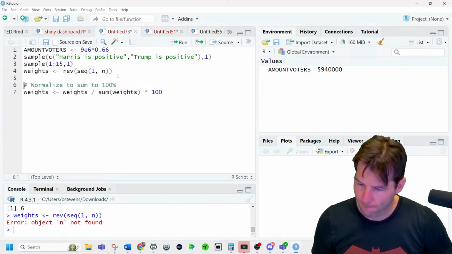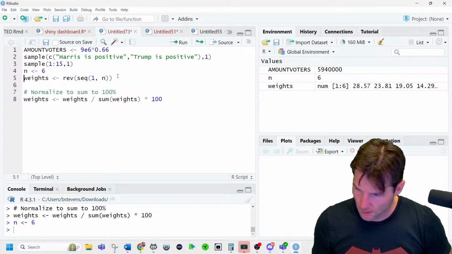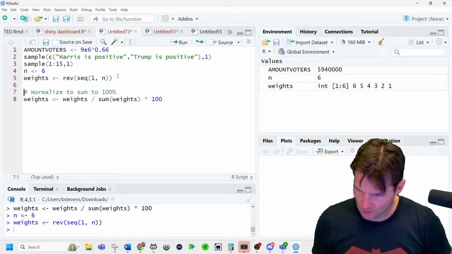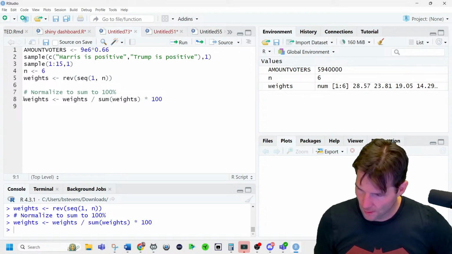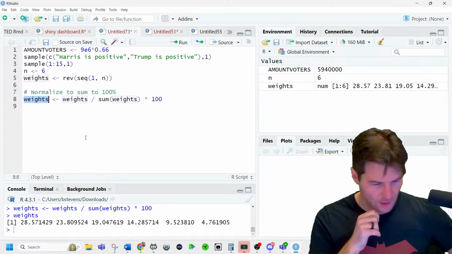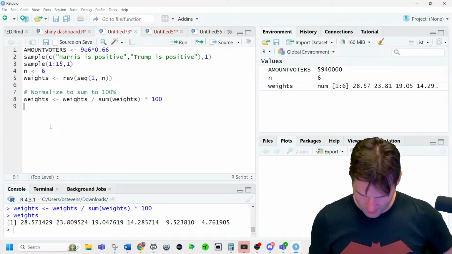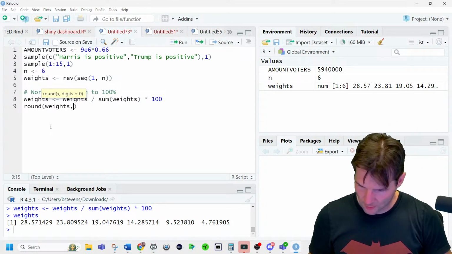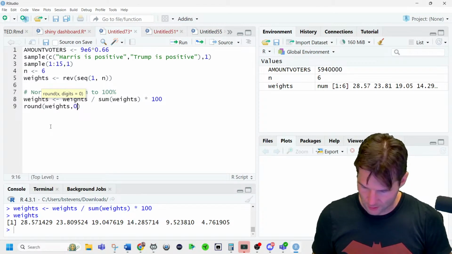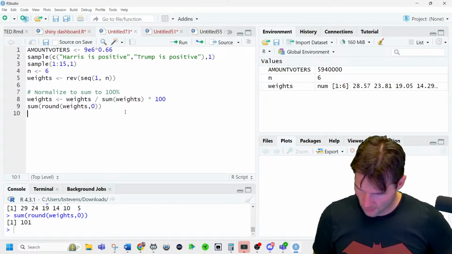Okay, weights, n equals 6. I don't know the rev. It's reverse, right? It just reverses the sequence. Okay, cool. It's very exact. Let me round this. Round weights to 1 digit or 0 digits. There we go. Sum of these, do they equal 100? 101, of course.